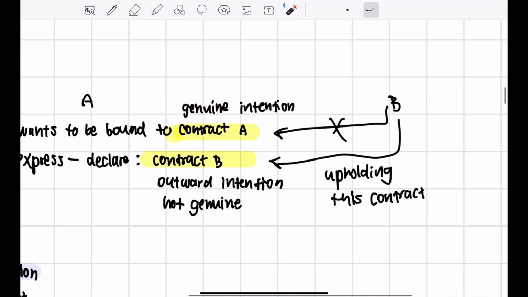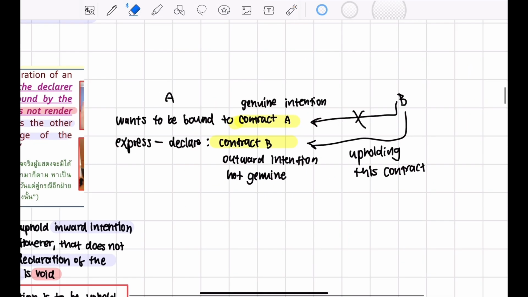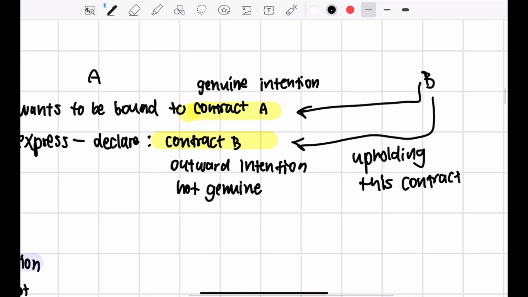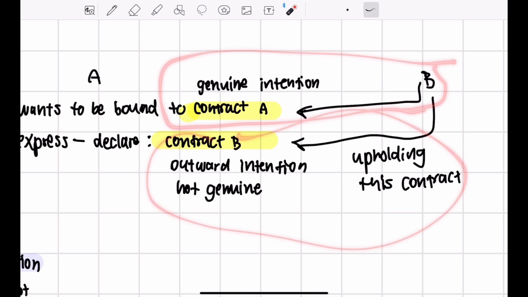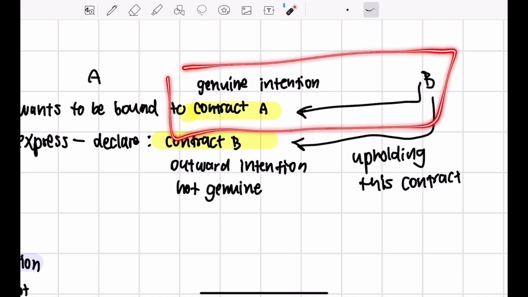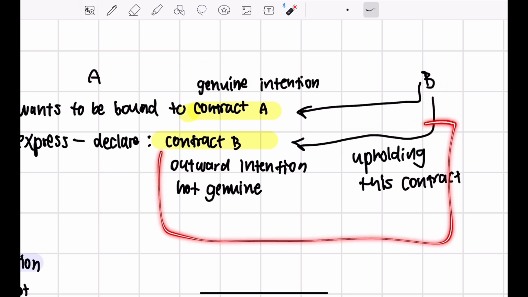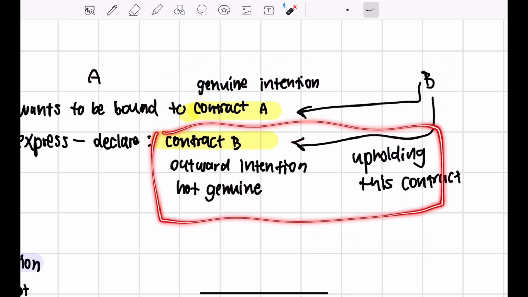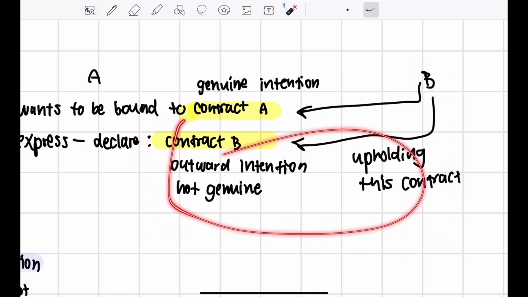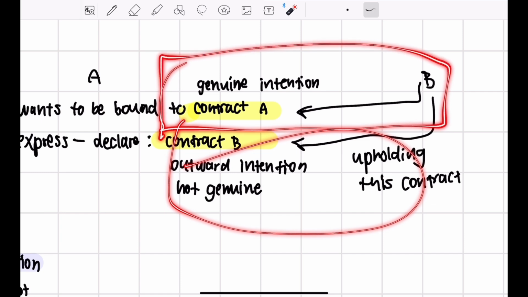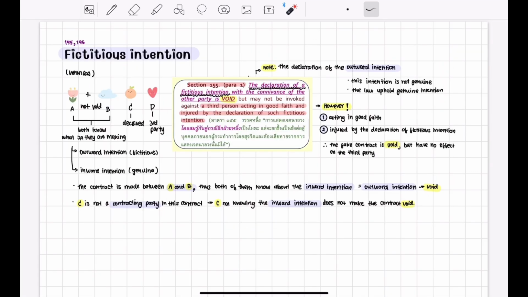But as long as B, the contracting party, knows about A's intention to do contract A, then even though A made contract B as an outward intention, if B knows that A actually wants to do contract A, then contract A is not void anymore, and contract B will be void instead, because this is fictitious intention. A doesn't actually want this, and it is just outward intention. And if B knows of that, then contract B will be void, and the law will uphold contract A.